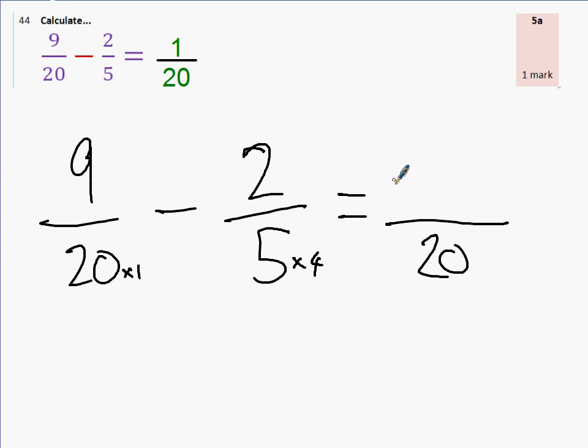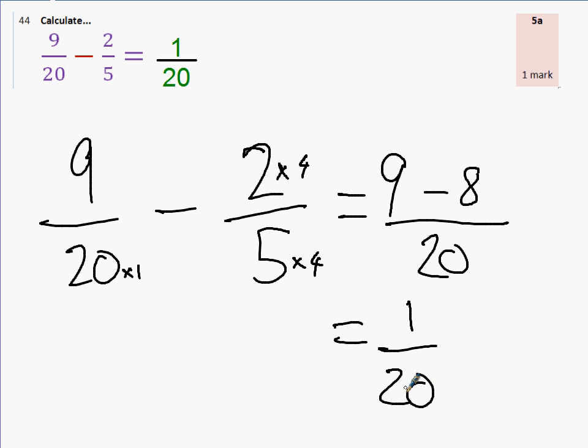Seeing as this one's already out of 20, you can keep it that way, 9. But this one we're turning into something out of 20, so times the bottom by 4, times the top by 4, and it becomes take away 8. Then you've got 9 take away 8 is 1 out of 20. There we go.